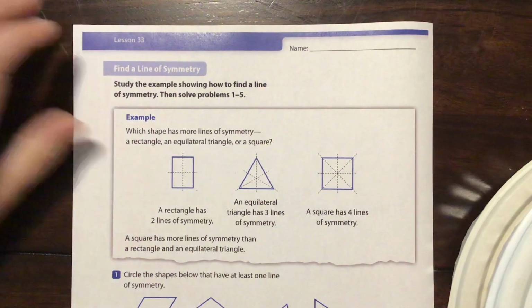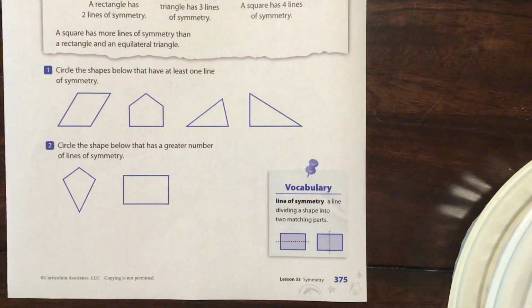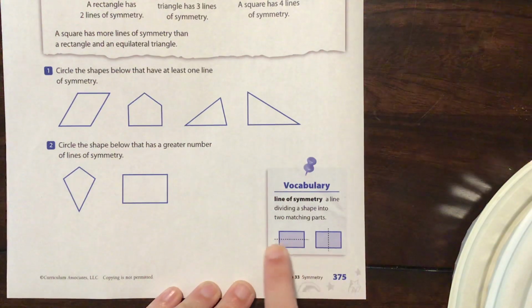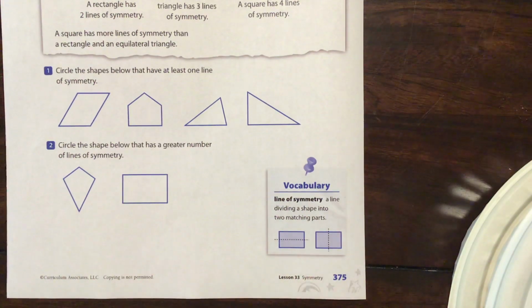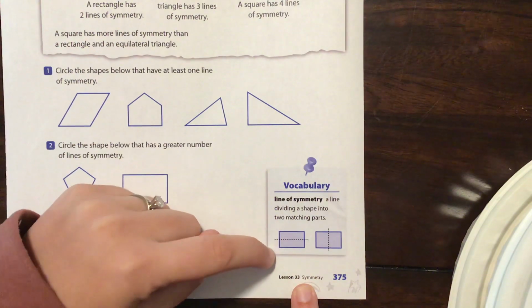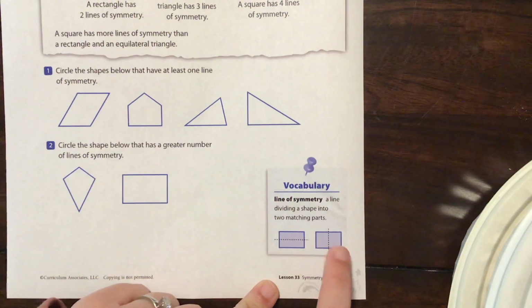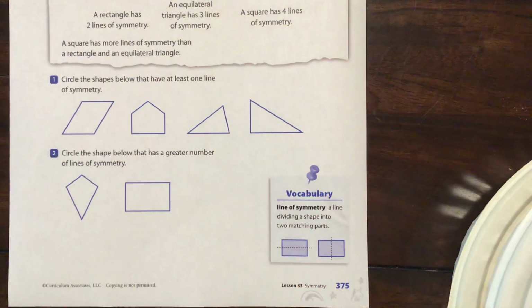So before we look at those examples, let's look at the definition of a line of symmetry. A line of symmetry is a line dividing a shape into two matching parts. So this shape has the line of symmetry going through the center in that direction, or up and down. If you took this shape and folded the top part over to the bottom part, they would match up perfectly. And if you took this one and folded this side over to that side, that would match up perfectly. So you want it to match up perfectly for it to be a line of symmetry.